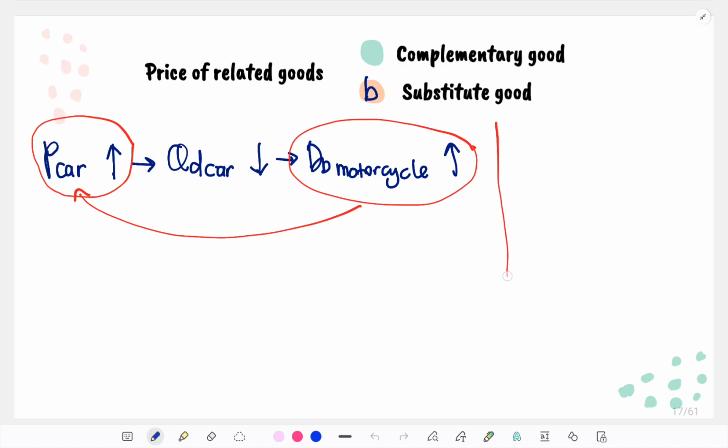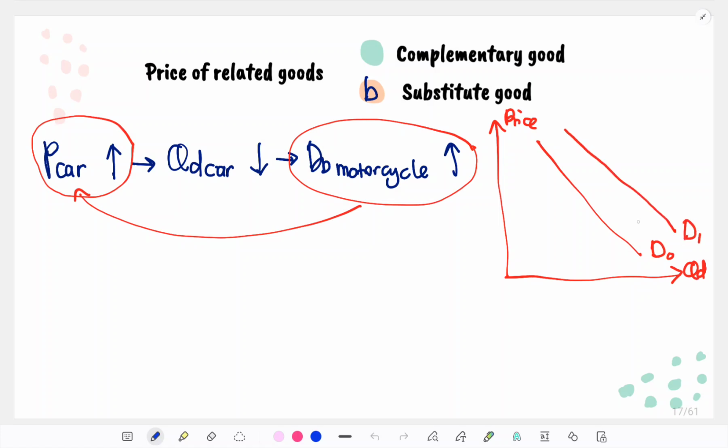If we want to show the shift of demand curve for motorcycles, the original demand curve is D0, and when demand increases, the demand curve shifts rightwards to D1.